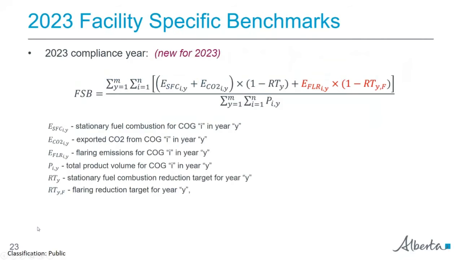Next, 2023 facility-specific benchmarks. Here I'm showing an equation with the tightening rates known. Assume you have the emissions and the production accounting data ready. Your FSB can be calculated using the equation shown here and also incorporated in the FSB application form that can be downloaded on the conventional oil and gas website. I'll save us some time and skip going through the details, but feel free to ask us questions later on. Next slide.